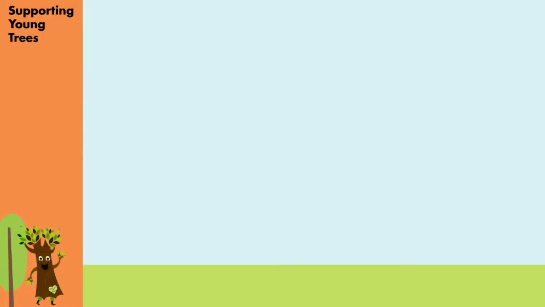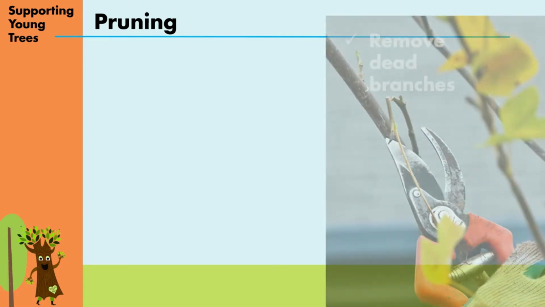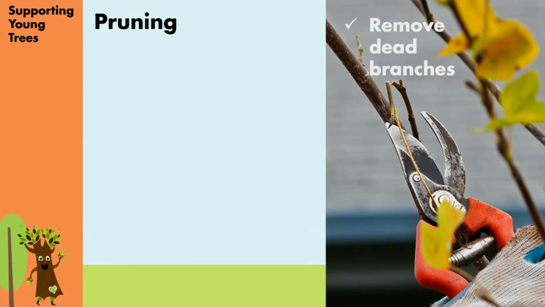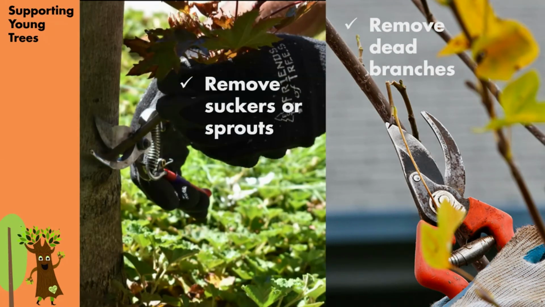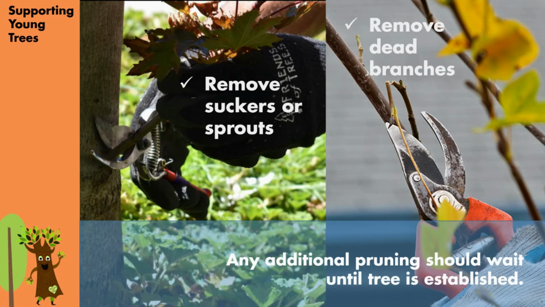The final piece of the tree care puzzle involves proper pruning. Typically, the only time one should prune a young tree is to remove dead and broken branches and suckers or sprouts. All additional pruning should wait until the tree is established, at least 3 years after planting. Using proper pruning techniques is an important detail to appreciate.